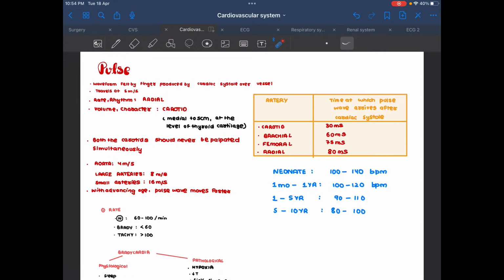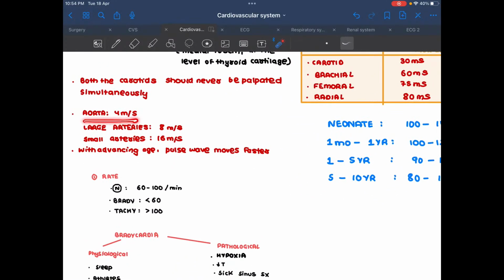ठीक है, right. So as you can see, aorta में it's 4 meters per second, but as we go on to the smaller arteries, the pulse की velocity is also increasing. So it's becoming about 16 meters per second. And with advancing age, the pulse velocity moves faster. Very important thing. ठीक है, यही important है. मतलब basically everything that the elderly do is slow, but the pulse in them is going to travel at a much higher speed due to the arteriosclerosis of the walls. ठीक है, just remember that.